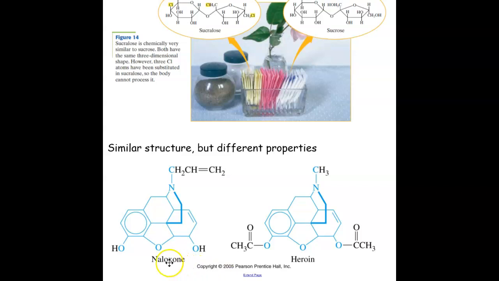In this second example, naloxone is given as an antidote for a heroin overdose. Their similar but not identical shapes mean that they target the same biological receptors but have different biological effects.